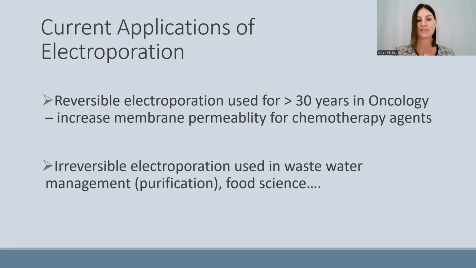Irreversible electroporation, so complete, irreversible cell injury and death, has been used commonly in wastewater management. Basically, any organism that's got a cell membrane can be dealt with. So, water purification has used electroporation concepts for years, and food sciences as well, dealing with bacteria. And of course, now cardiac ablation is another current and clinical application of electroporation.